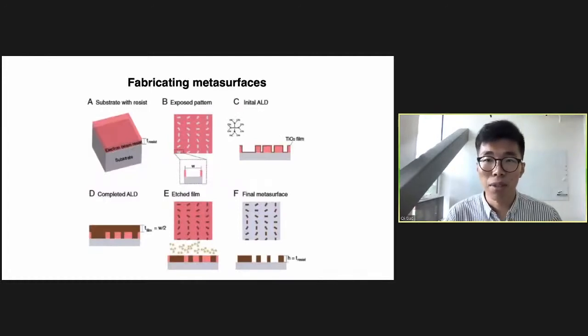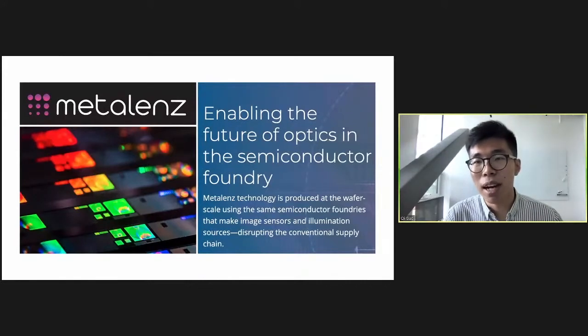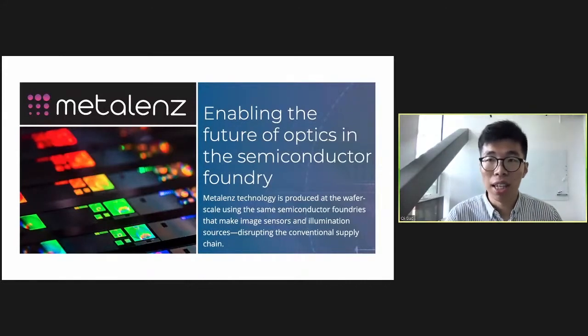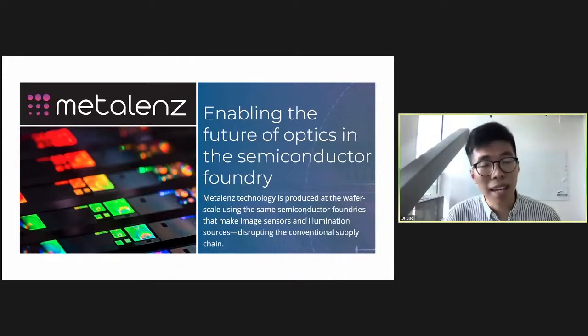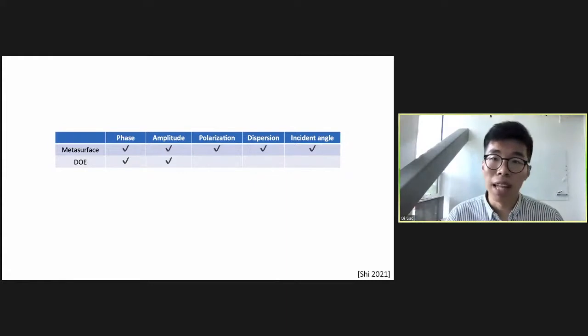Fabricating the metasurface requires similar procedures as fabricating semiconductors, which involves clean room operations like electron beam lithography, ALD, and etching. There's already a startup called Metalenz that tries to commercialize the metasurface technology. In fact, they just launched their first product in June. Besides the fabrication, metasurfaces and DOEs have some differences in the light modulation capability. As shown in this table, metasurfaces can modulate more than phase and amplitude of the light.